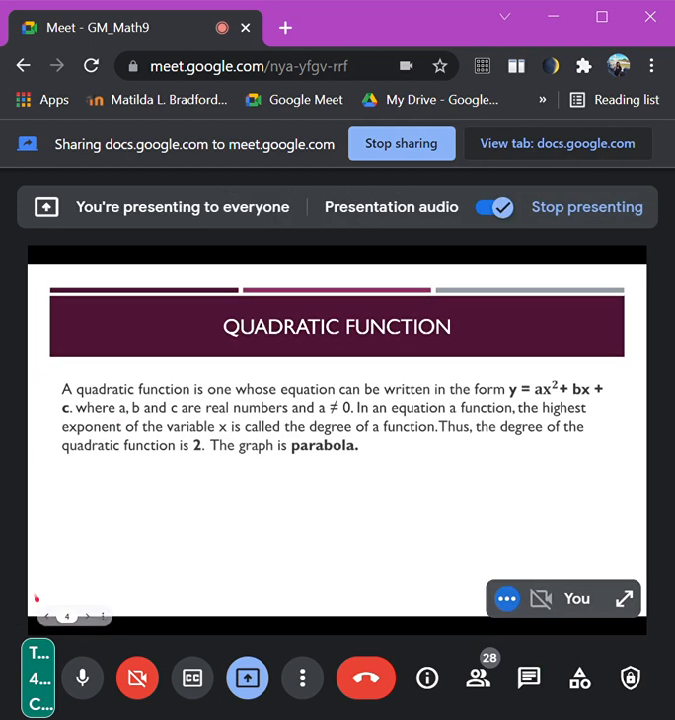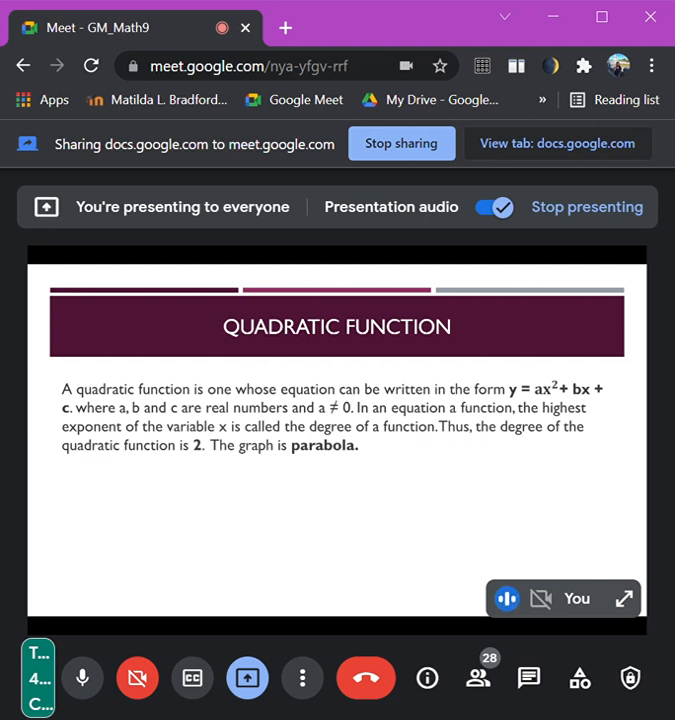A quadratic function is one whose equation can be written in the form y is equal to ax squared plus bx plus c, where a, b, and c are real numbers and a is not equal to 0. In an equation, a function, the highest exponent of the variable x is called the degree of a function. Thus, the degree of the quadratic function is 2. The graph is a parabola.